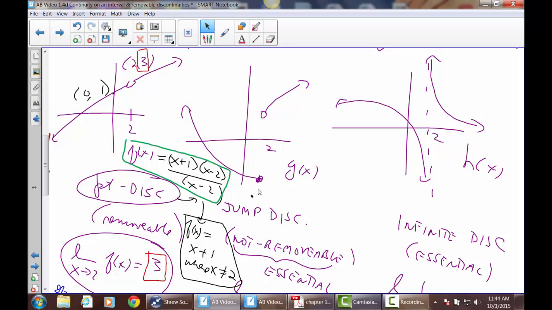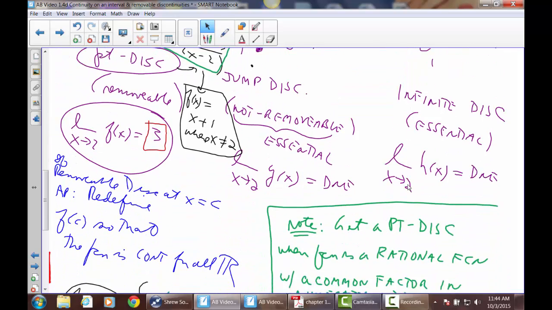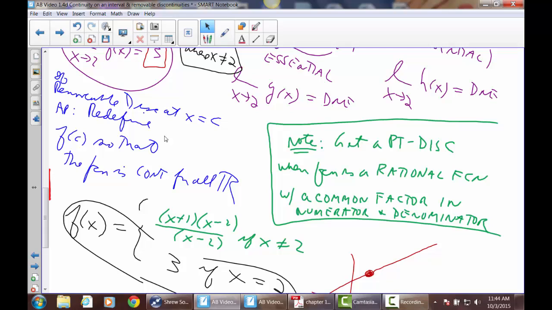Now, I just want to point out that a jump discontinuity is obviously not removable, because you can't just fill in one point and have the function all of a sudden be continuous everywhere. And same thing here, there's no way you can plug in one point and have it be that way. So the only type is a point discontinuity.